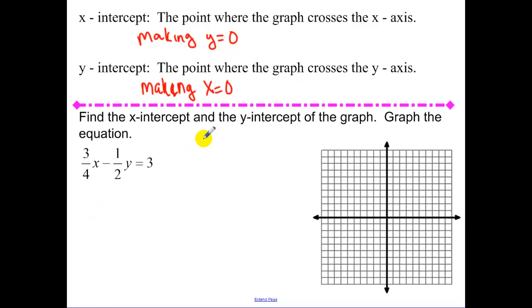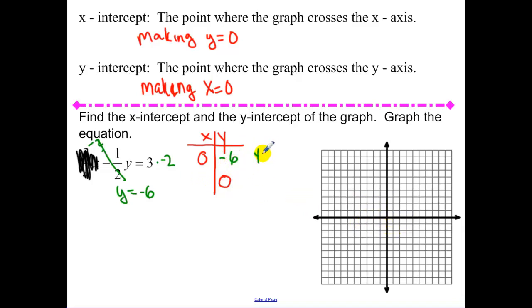So I need to find the x and y intercept of the graph. What I like to do is I like to make what I call an xy chart. Make x 0, make y 0, my intercept chart. So if I make x 0, this term goes away. So now I'm just solving this equation. If I multiply by a negative 2, because that's going to cancel out, I'm going to get my y to be negative 6. So I have 0, negative 6 for my y-intercept.